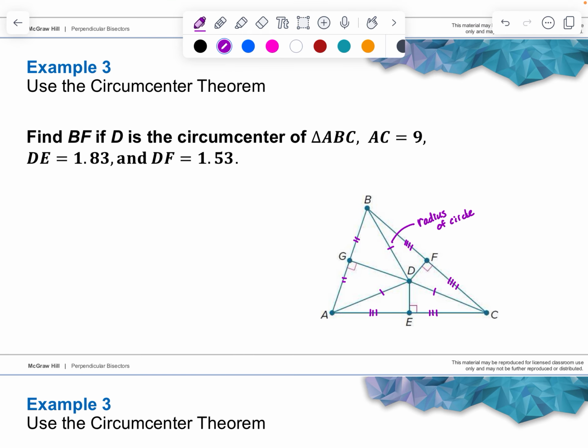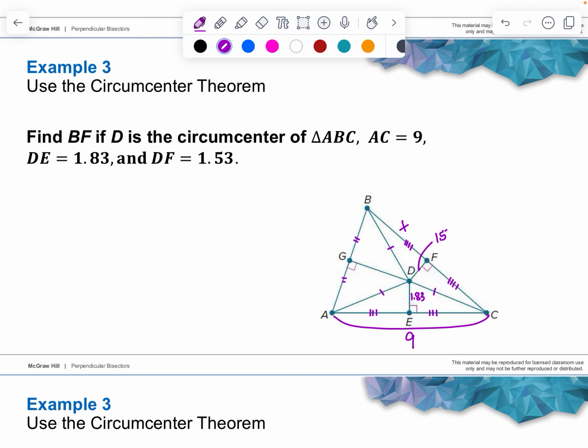They gave us some information. Find BF. So they want us to find BF. So I'm going to get rid of this right here. Sorry about that. I want us to find BF. I'm going to put an X there. If D is the circumcenter of ABC, AC is 9. So I'm going to write down that AC is 9. DE is 1.83, and DF is 1.53.